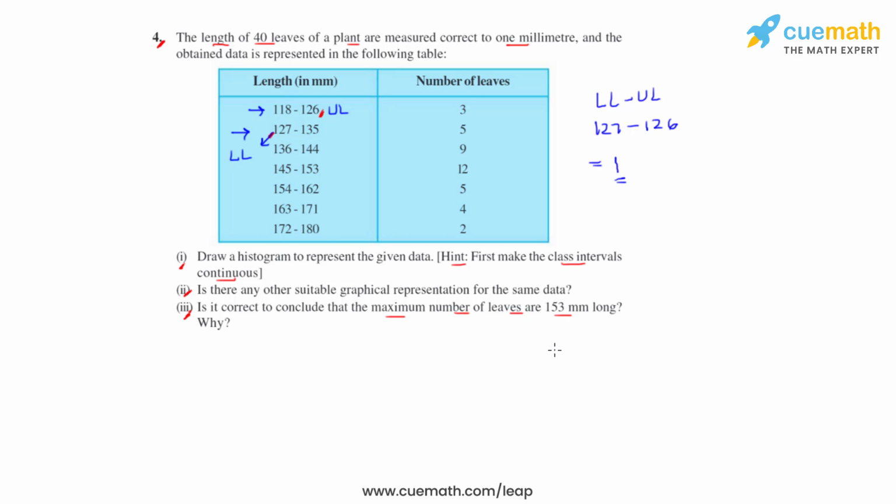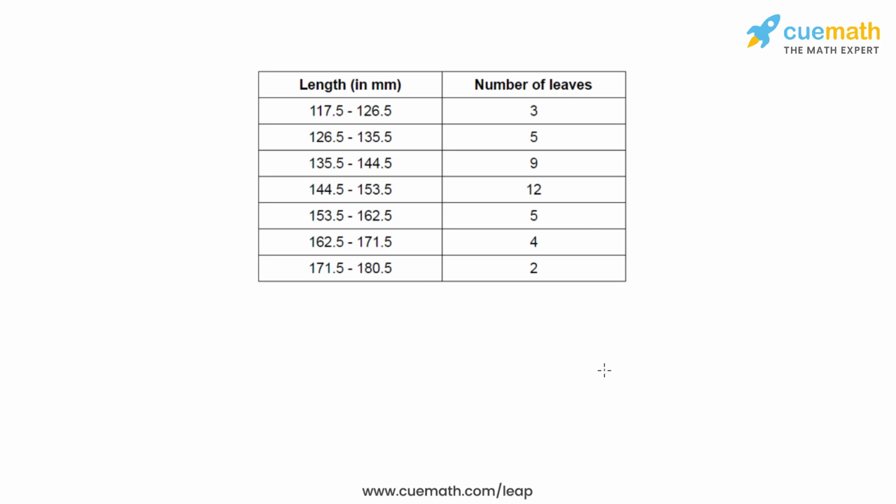We then add half of this difference to each of the upper limits and subtract the same from each of the lower limits. So half of 1 is 0.5. That means 0.5 is added to each of the upper limits and is subtracted from each of the lower limits. The new table that we get by doing this is like this. Now we can see that the classes have become continuous because the upper limit of a class and the lower limit of the succeeding class is the same, and that is the case for each of the classes.